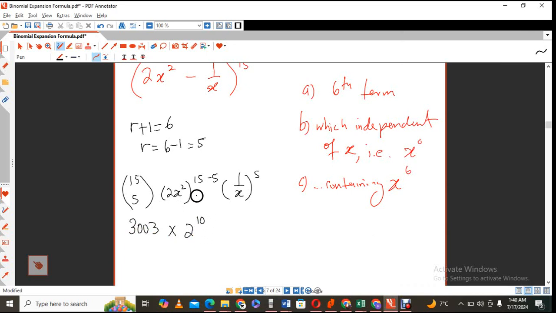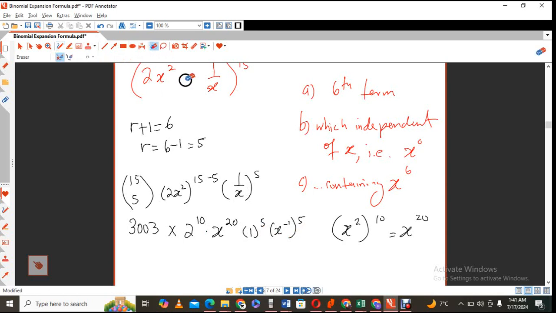Now you have to be careful because that is going to be x squared. So you have got x squared raised to the power of 10. So that's x to the power of 20. So it's going to be x to the power of 20. And then this one over here, I'm going to say 1 raised to the power of 5 and x raised to the power of -1 to the power of 5. You should be very familiar with how to rewrite and work with indices. If you are given something like 1 over a, you should know that it's a raised to the power of -1, from your work with indices.